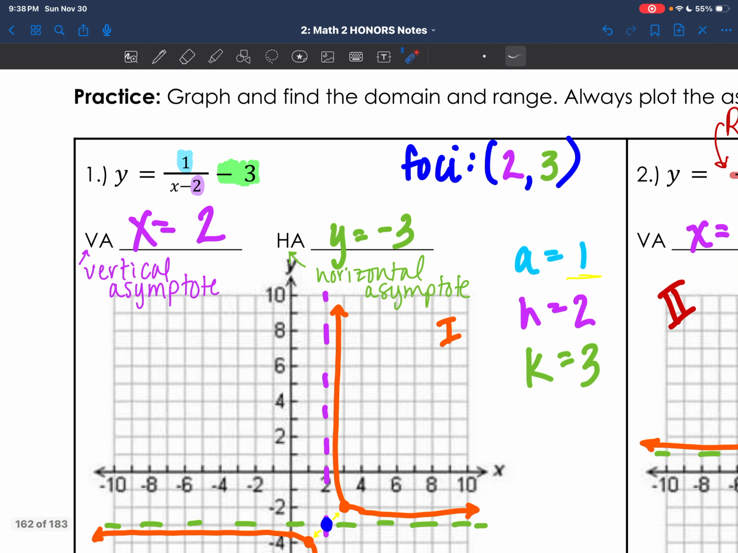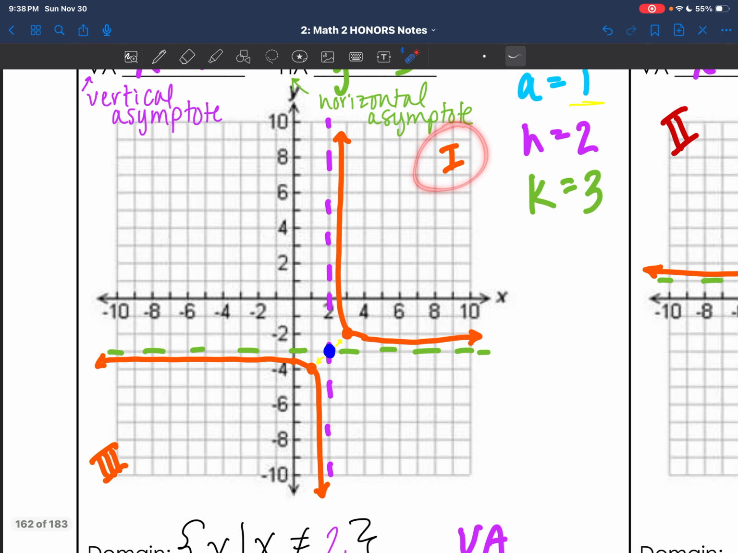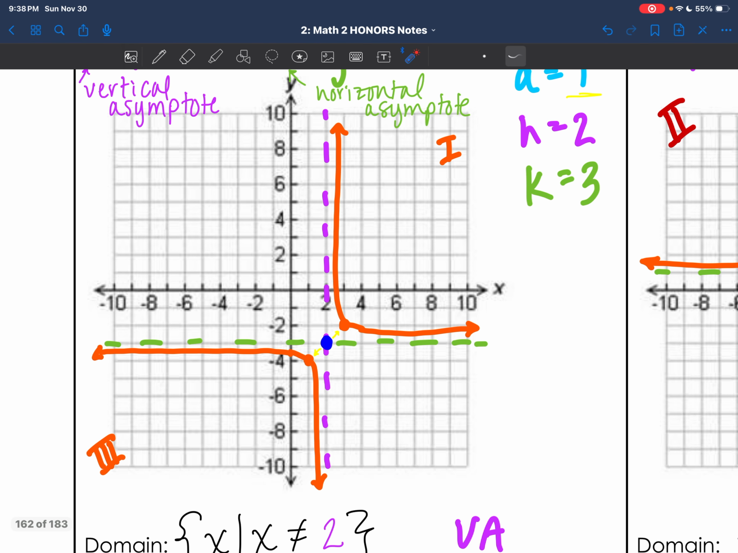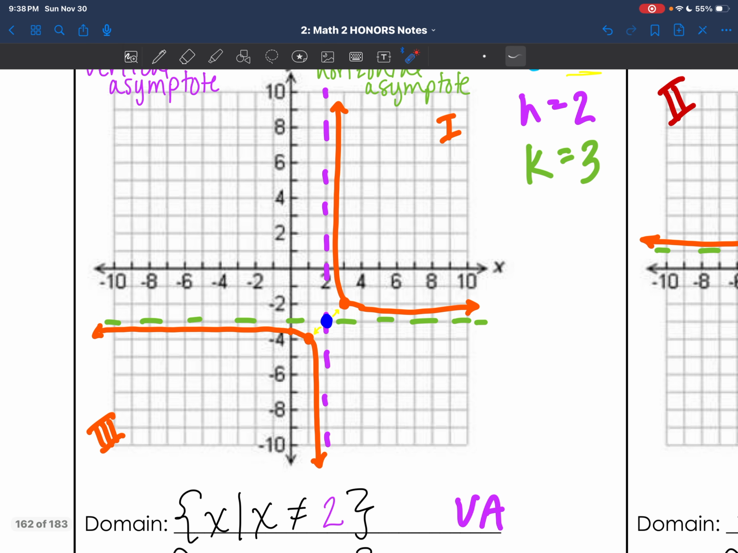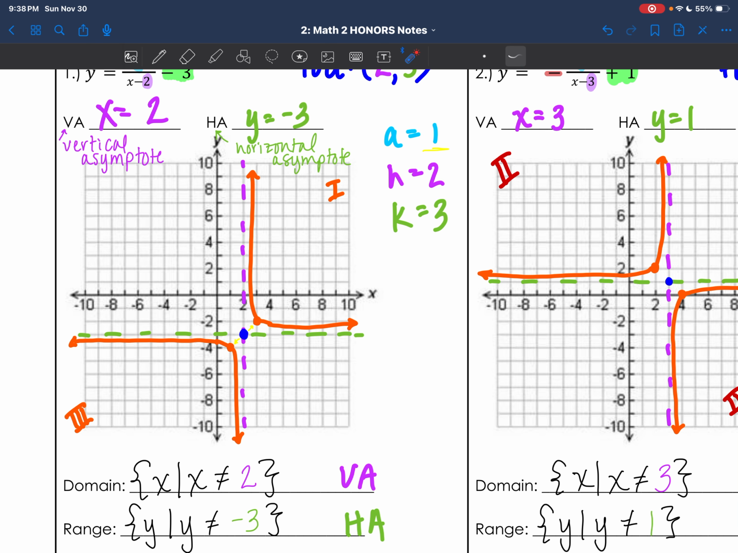So first off, A is positive. So we know it's going to be in quadrants 1 and 3. Now granted, we're shifting it a little bit, but the majority, or where it is originally, this would be quadrant 1, if you look from where the asymptote is. All right, so you can go ahead and plot these points, or plot the graphs. I'm going to show you where I got those in a second.